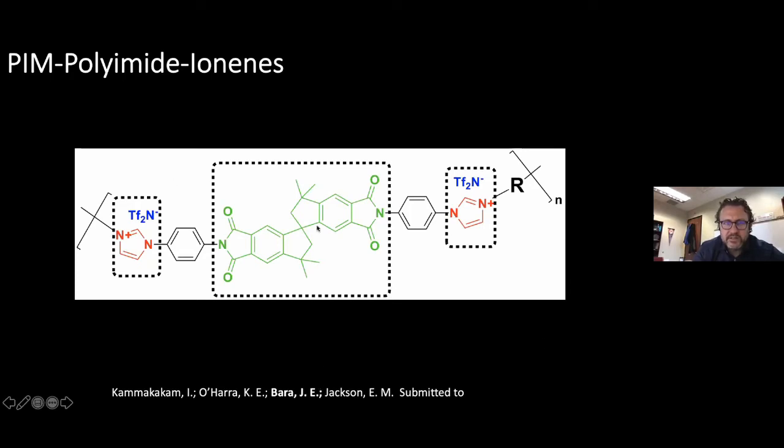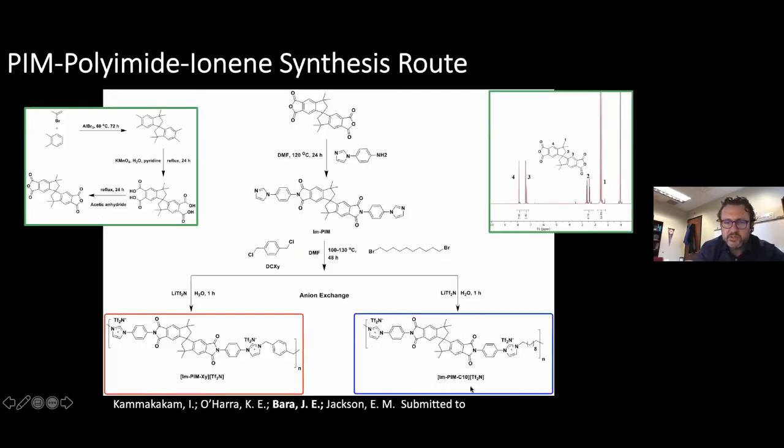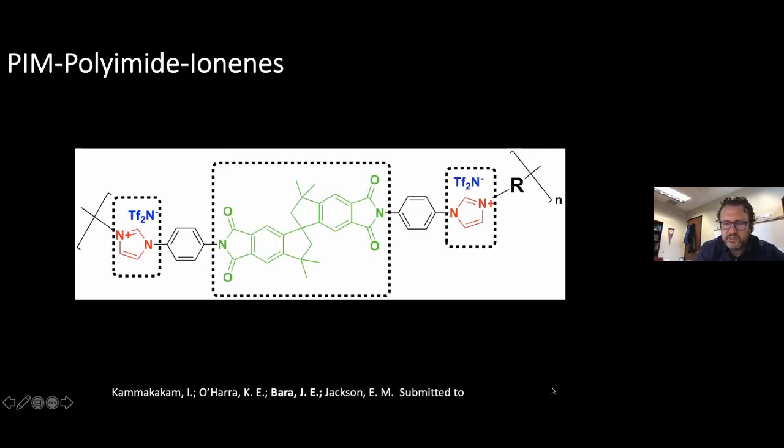I want to talk about this idea of a PIM, polyimide ionene, where PIM comes from the idea of polymer of intrinsic microporosity. But to us, that refers to this central functional group with the fused ring system, which is known as the spirobisindane. And I should say this was just submitted to Macromolecules, even though it's not showing that. We just submitted this paper about 2 weeks ago.